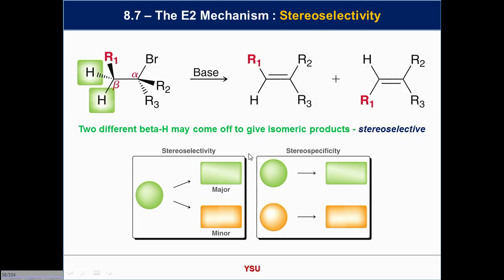So this little bit at the bottom is just trying to show you the difference between those two ideas. Stereoselective means you get one of more than the other, based on some reason, orientation, stability, whatever. On the right-hand side, stereospecificity means you start with this and you can only get one isomer, just like the SN2 reaction. So know the differences there.